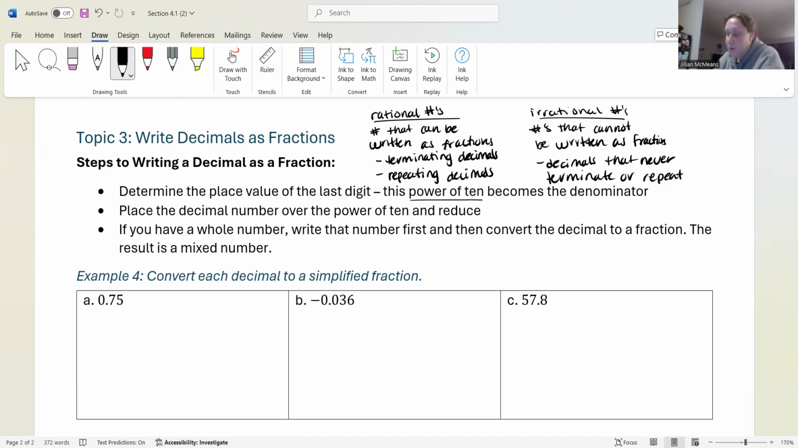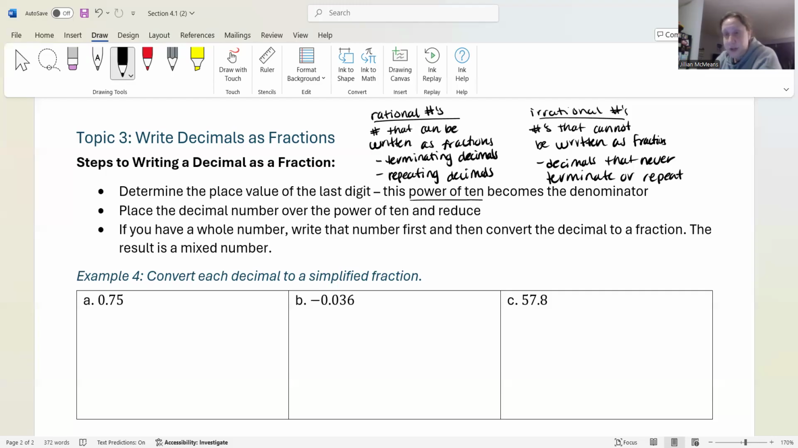Place the decimal number over the power of 10 and then reduce. So the hardest part here is really just reducing your fraction. And then if you have a whole number, we write that number first and then just convert the decimal part to a fraction. Okay, and so I do have one example where there's a whole number. So let's go ahead and look at example 4. Example 4 says convert each decimal to a simplified fraction.